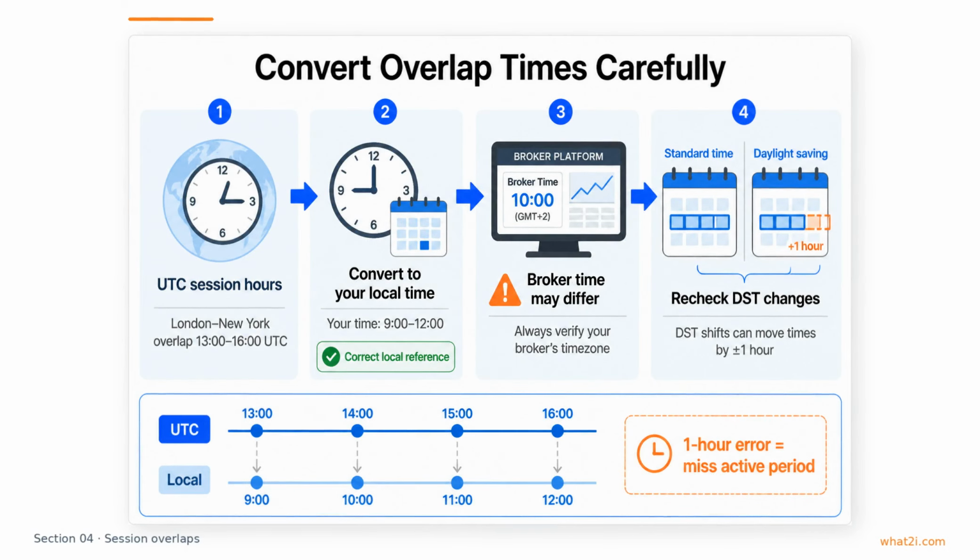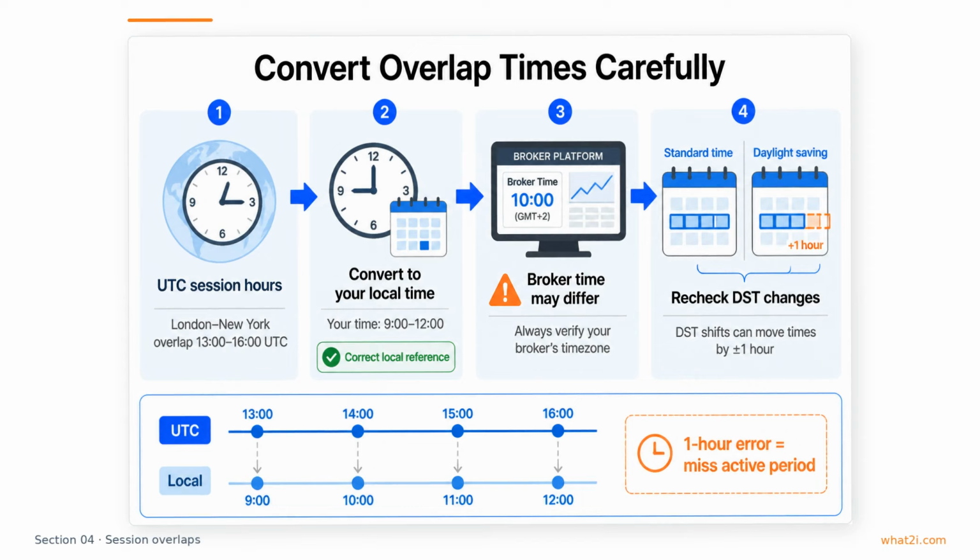Overlap times are often quoted in UTC, so converting them correctly into your own local time is an important skill. Start with the UTC session hours, then translate them into your local clock rather than guessing. Do not rely only on broker platform time, because brokers may use a different server time that does not match your local reference. You also need to recheck everything when daylight saving changes occur, since London and New York do not always shift at the same moment in the calendar.